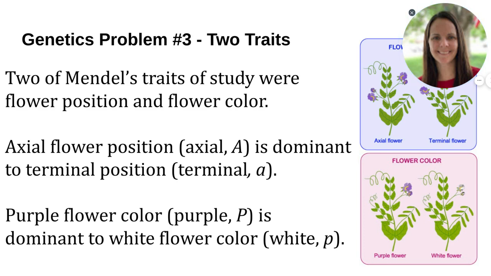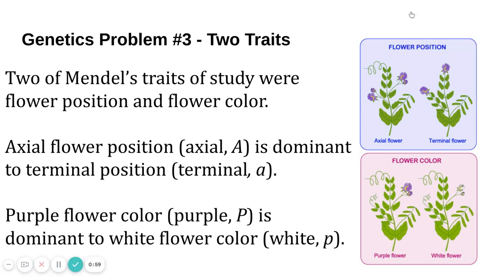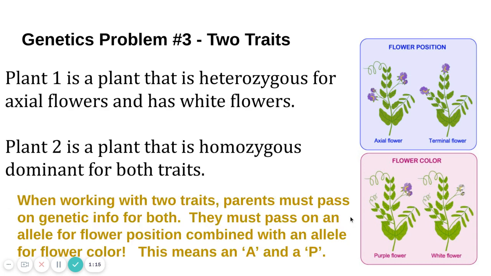In this problem, we'll be examining two traits at the same time. We'll be using the flower position trait, axial flowers versus terminal flowers, as well as the trait of flower color, purple flowers versus white flowers. In Mendel's pea plants, axial flower position was dominant to terminal flower position, and purple flower color was dominant to white flower color. We'll use the letter A for the alleles for flower position, and the letter P for the alleles for flower color.